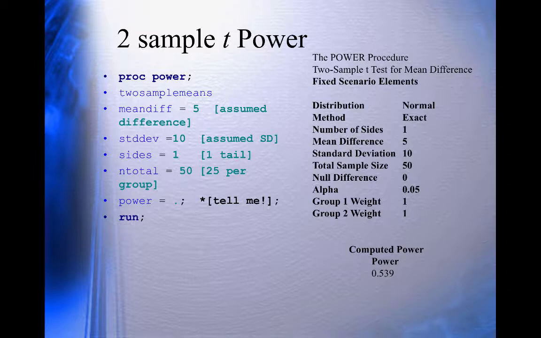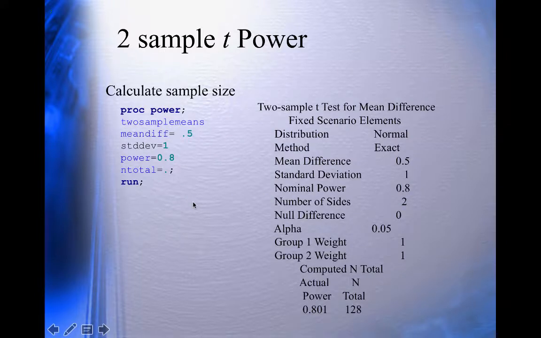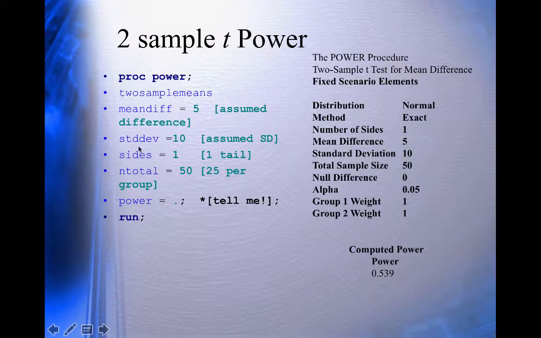Two sample t power. So what have I done here? Okay, so I'm asking it to tell me power instead of sample size. Usually you're trying to figure out the sample sizes, but in this case I'm trying to figure out the power. So I've got two samples. I got a mean difference of 5. I got a standard deviation of 10. I got a one tail. I got 25 people per group. I want to know what the power is. And it says okay. Here I got a one-sided test. I got a mean difference of 5, a standard deviation of 10, total sample size 50, null difference 0, alpha is 0.5.